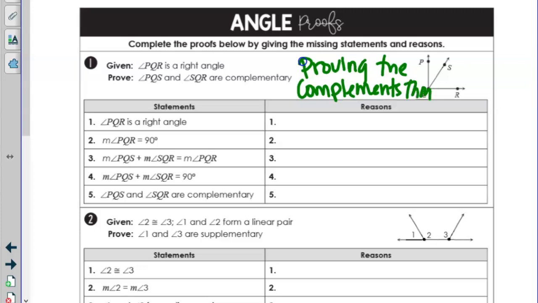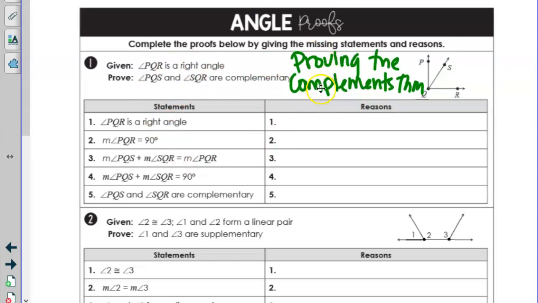Alright, so a theorem, we talked about, has to be proven. A postulate is a statement accepted without proof. I just want you to know what theorem we are actually proving here, and in this case it's the complement theorem. It says that if two angles form a right angle, then they are complementary. Proving the complement theorem.